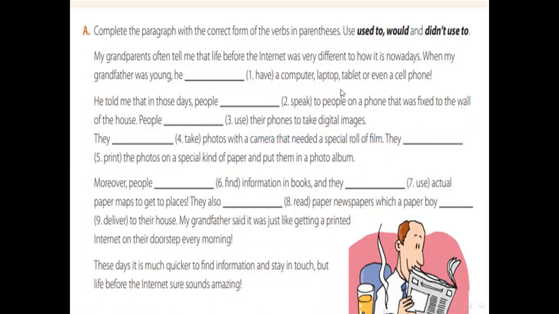Are you ready to answer this exercise? Exercise number A. Complete the paragraph with the correct form of the verbs in parentheses. Use used to, would, or didn't use to. Used to or would in the positive statement and didn't use to in negative. Okay.